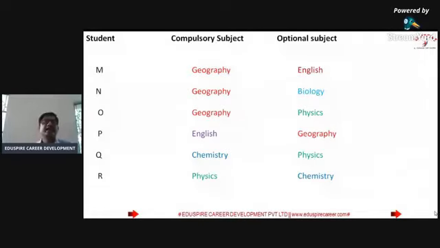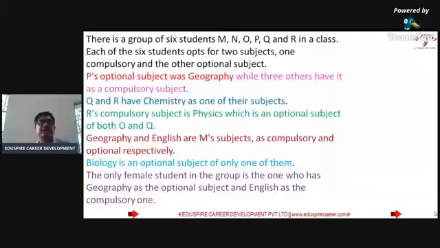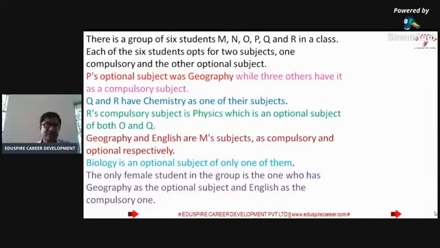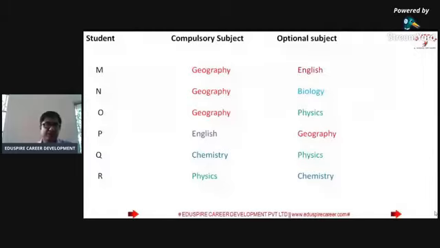And what other information are we getting? While 3 others have it as a compulsory subject. So that I have maintained. Geography is the compulsory subject of M, N and O. Hope you have understood this. Then what we are finding, Q and R have chemistry as one of their subjects. So Q and R, they have chemistry as one of their subjects, that I have maintained.